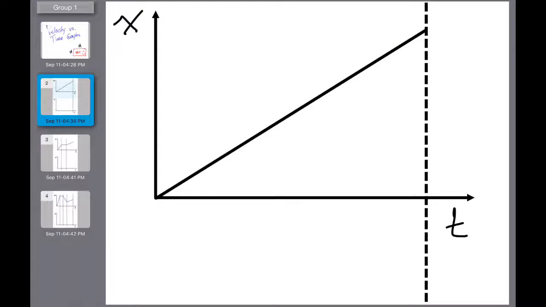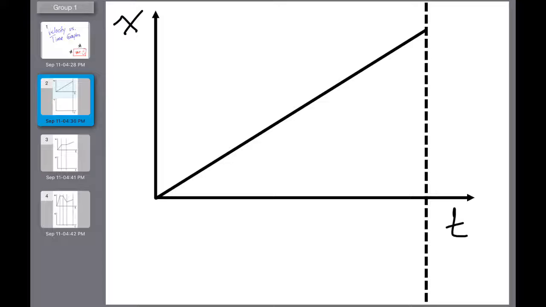So, here is a position versus time graph. We are very familiar with these. As you can tell, we have a positive constant slope here, which means that our position is changing at a constant rate. Now, if our slope is constant, that means that we have a constant velocity.